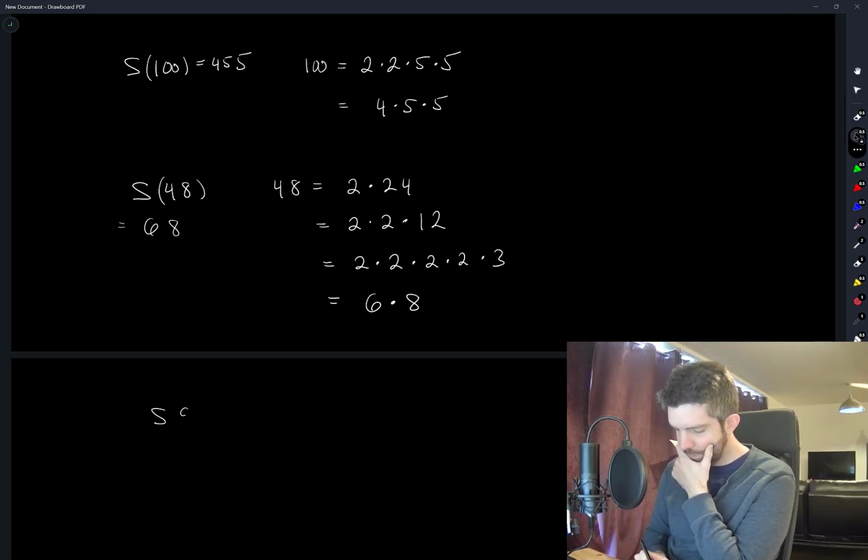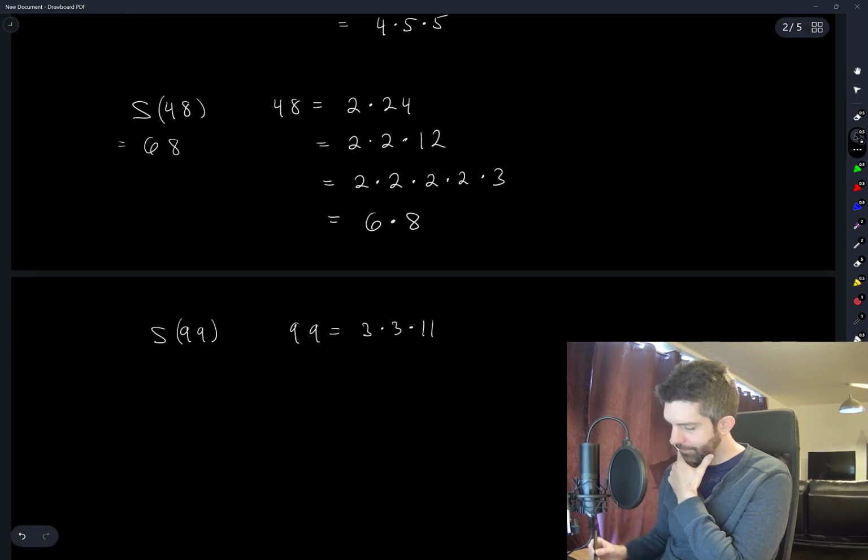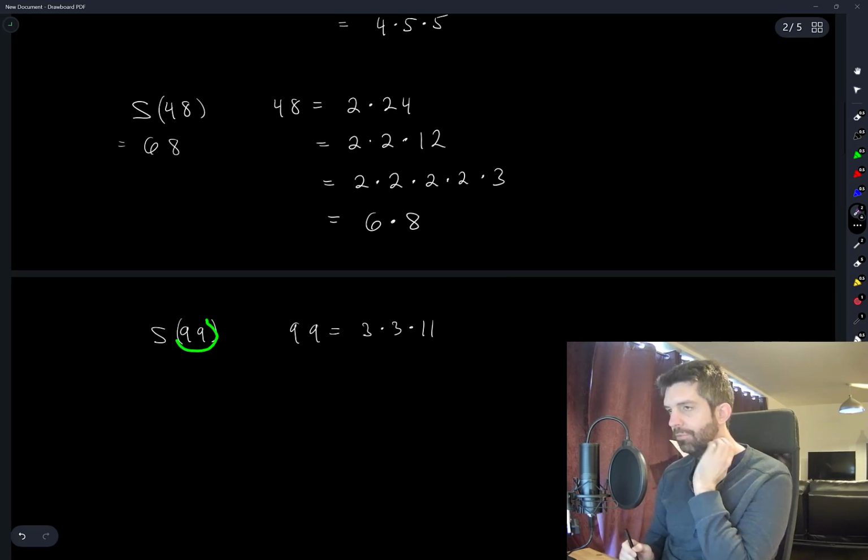What about something like s of 99? So 99 is 3 times 3 times 11. Okay, so here we see another thing then, that if x has a prime factor which is 2 digits or more, then it won't work.